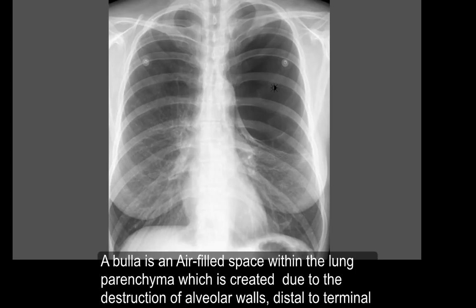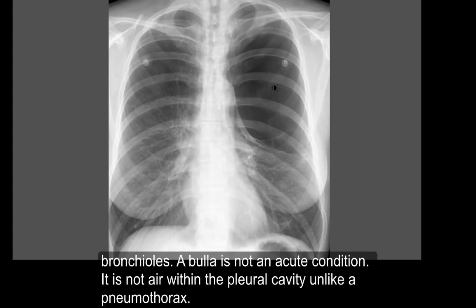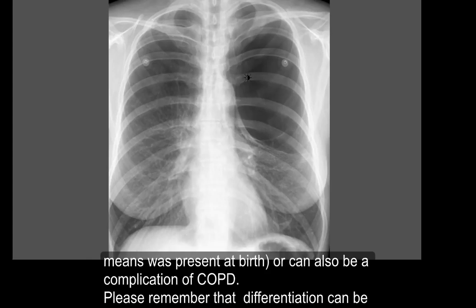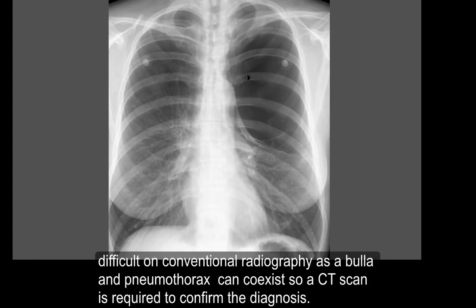A bulla is an air-filled space within the lung parenchyma which is created due to the destruction of alveolar wall distal to terminal bronchioles. A bulla is not an acute condition. It is not air within the pleural cavity, unlike a pneumothorax. It is an air-filled space within lung parenchyma. Visceral pleura is still intact. It is somewhere here in this case. A bulla can be congenital, meaning present at birth, or can also be a complication of COPD. Please remember that differentiation can be very difficult on conventional radiography, as a bulla and pneumothorax can coexist. So a CT scan is required to confirm the diagnosis.